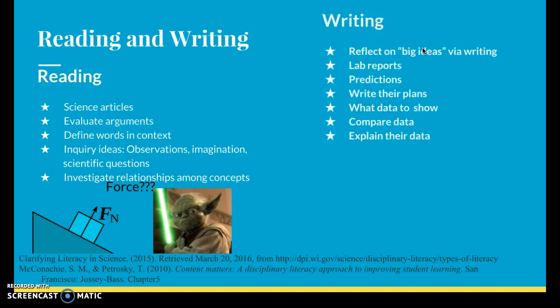Writing. Students need to reflect on the big idea questions of the unit, write effective lab reports, make predictions before experiments, and state why they made the prediction. They need to write plans for experiments and think of what variables need to be displayed on their graphs. After collecting data, students can compare similarities and differences of their data with other students, while they can explain it to them too. In a nutshell, the students are in control of every step of the experiment, not the teacher.